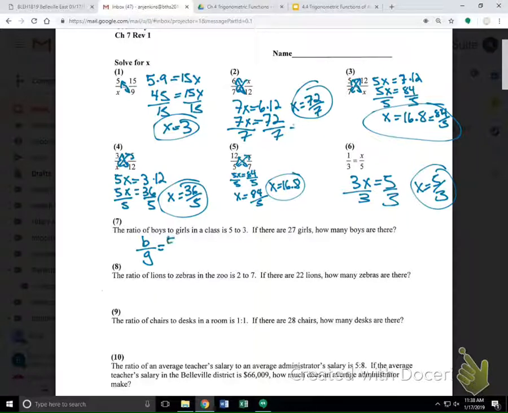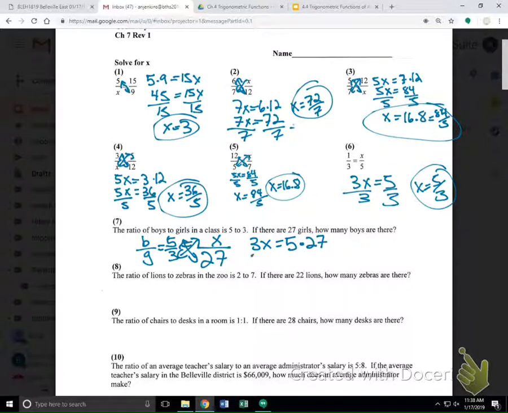5 to 2. I mean, 5 over 3. And then we know how many girls are there? 27. So the part that corresponds with girls is in the bottom, so we put 27. We put X up here. And now what are you going to do? Yep, we're going to cross multiply. So what did you get? 3x equals?